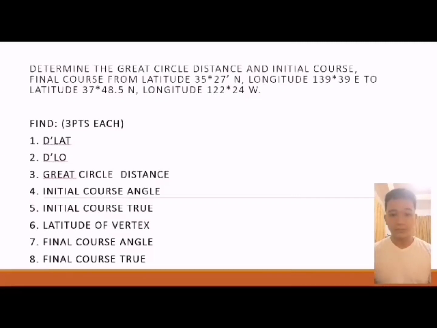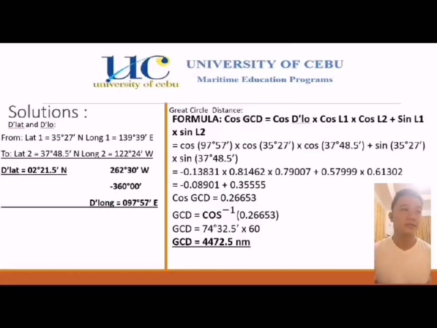So first, we need to solve for the d-lat and d-long. In order to solve for d-lat and d-long, we need to remember the rules of how to solve for d-lat and d-long. If your latitude and longitude 1 and 2 have the same directions, you need to subtract them. If they have different directions, you need to add them.